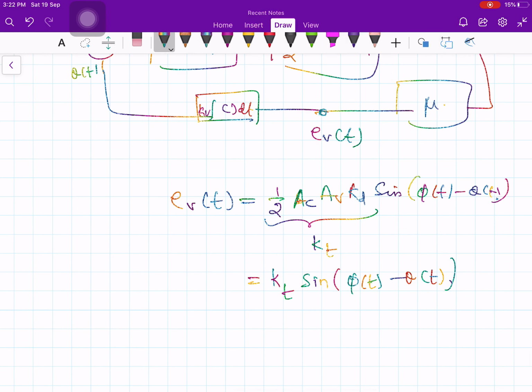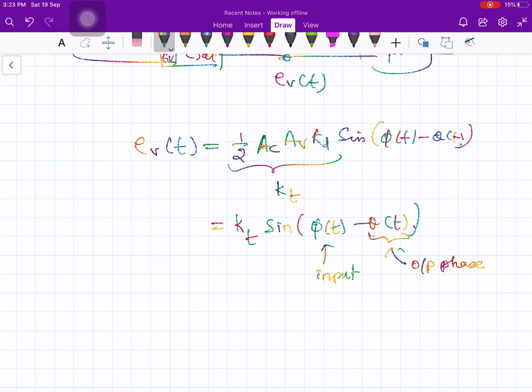Okay, and what is phi of t? Phi of t is the input phase, and theta of t is the output phase, because it is coming from the output. The reason it is called the output phase is because it is coming from the output.